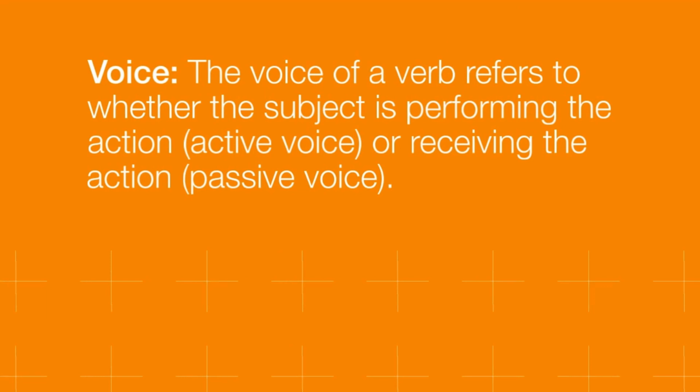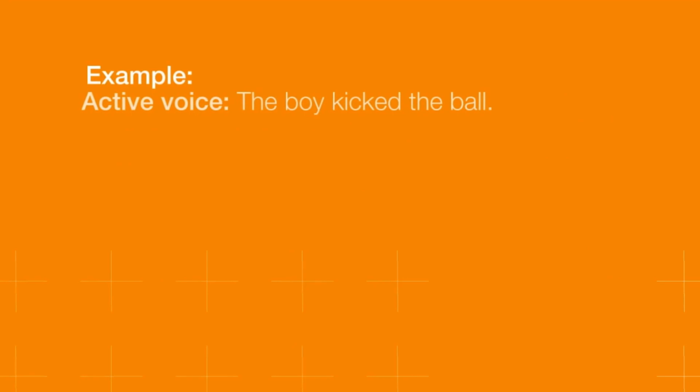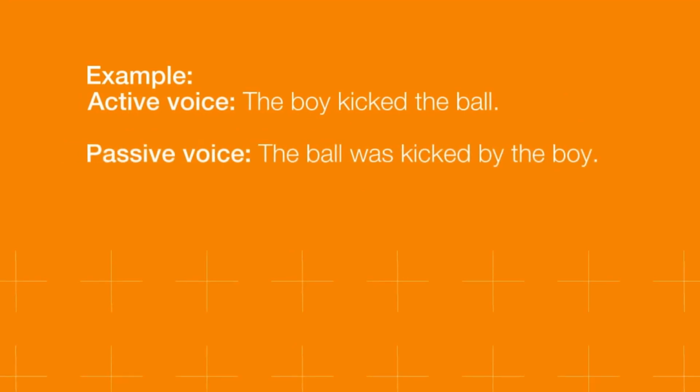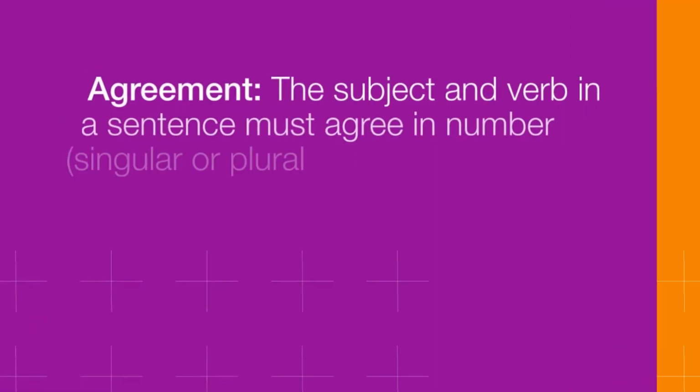Voice: the voice of a verb refers to whether the subject is performing the action, active voice, or receiving the action, passive voice. So if we talk about active voice and passive voice, active voice is: the boy kicked the ball, and passive voice: the ball was kicked by the boy. So this is the difference between active voice and passive voice.